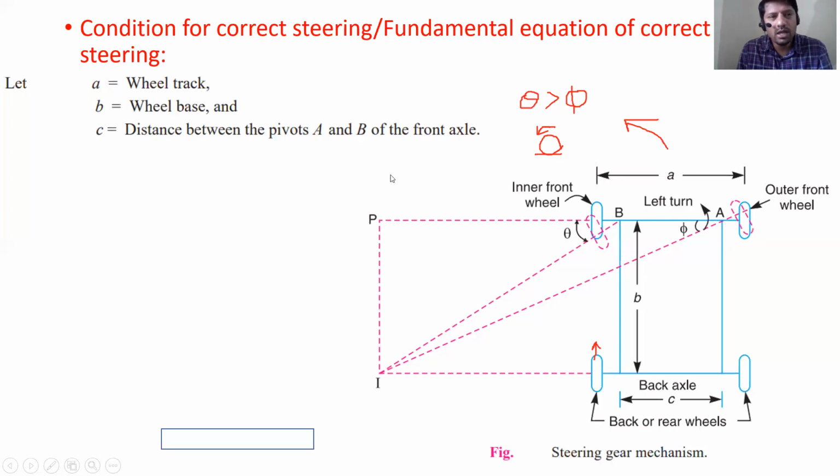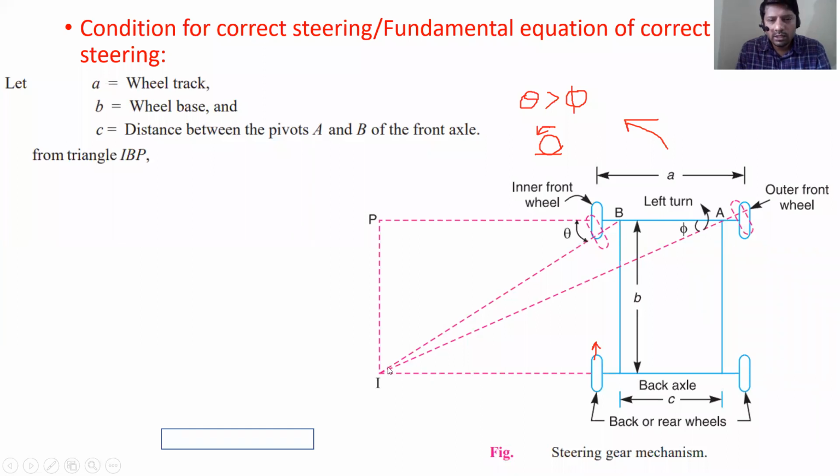Okay. And what is C? C is the distance between the pivot points where these axles are pivoted here. So C is the distance between pivots A and B. This distance. Okay, you remember this. You remember what is theta, what is angle phi. And why the ICR should be same. If ICR is same, the vehicle will literally roll and not slip.